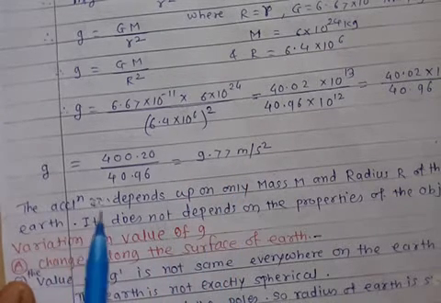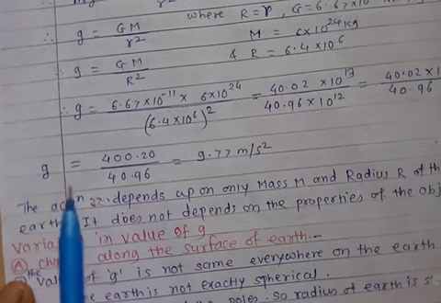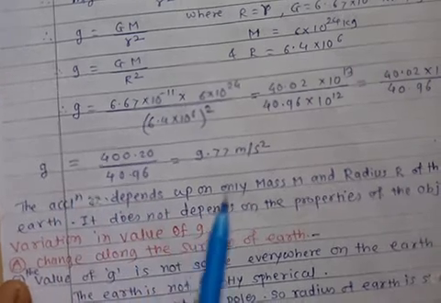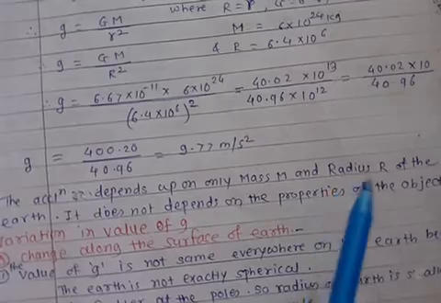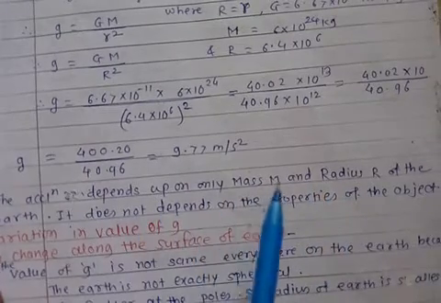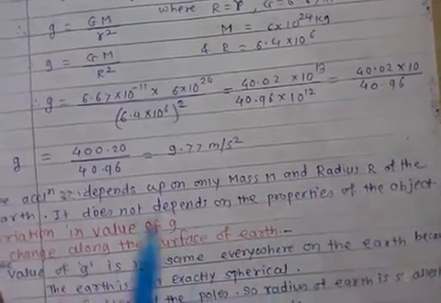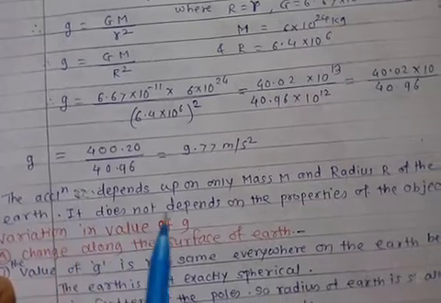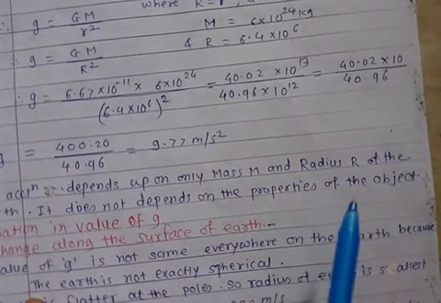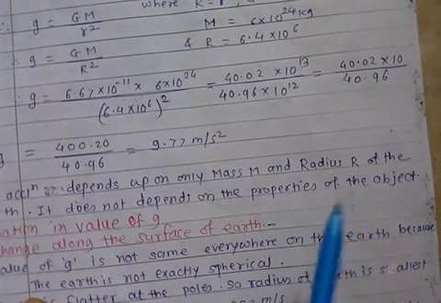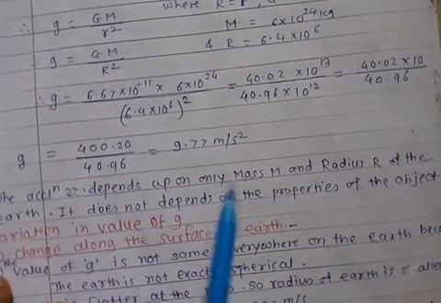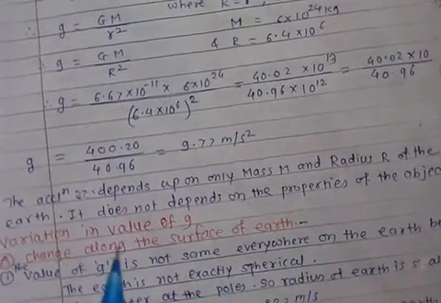But the acceleration due to gravity depends only on the mass and the radius of the earth. It is an important point: mass and the radius of the earth. It does not depend on the properties of the object, whichever type of object it is. It depends only on the mass and the radius of the earth.